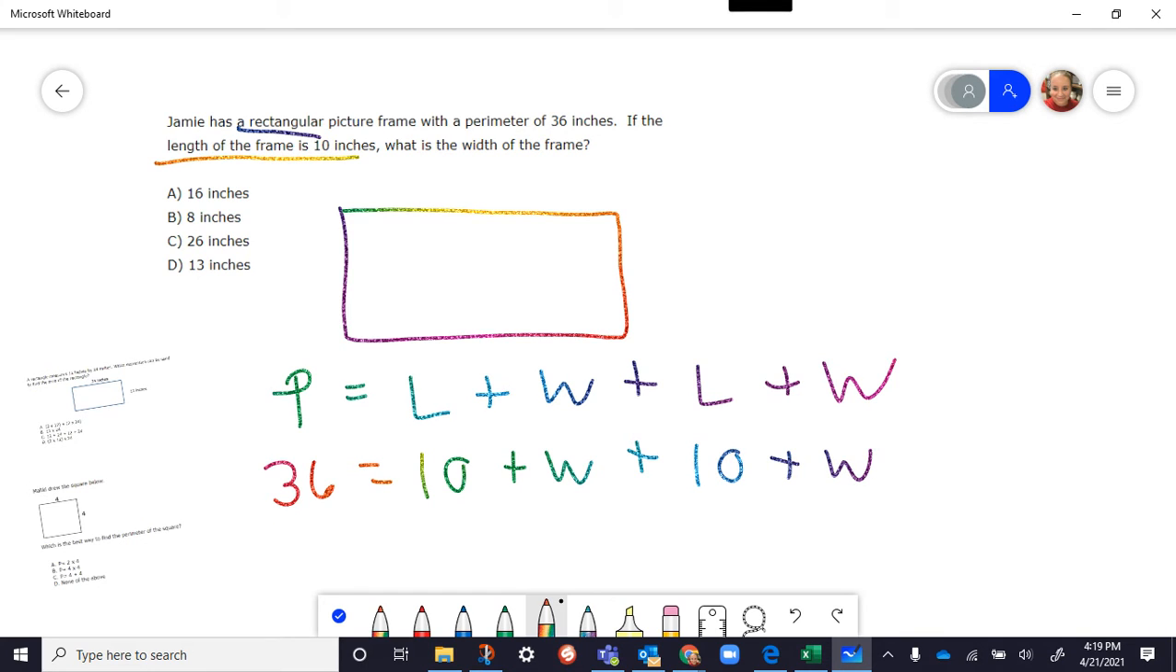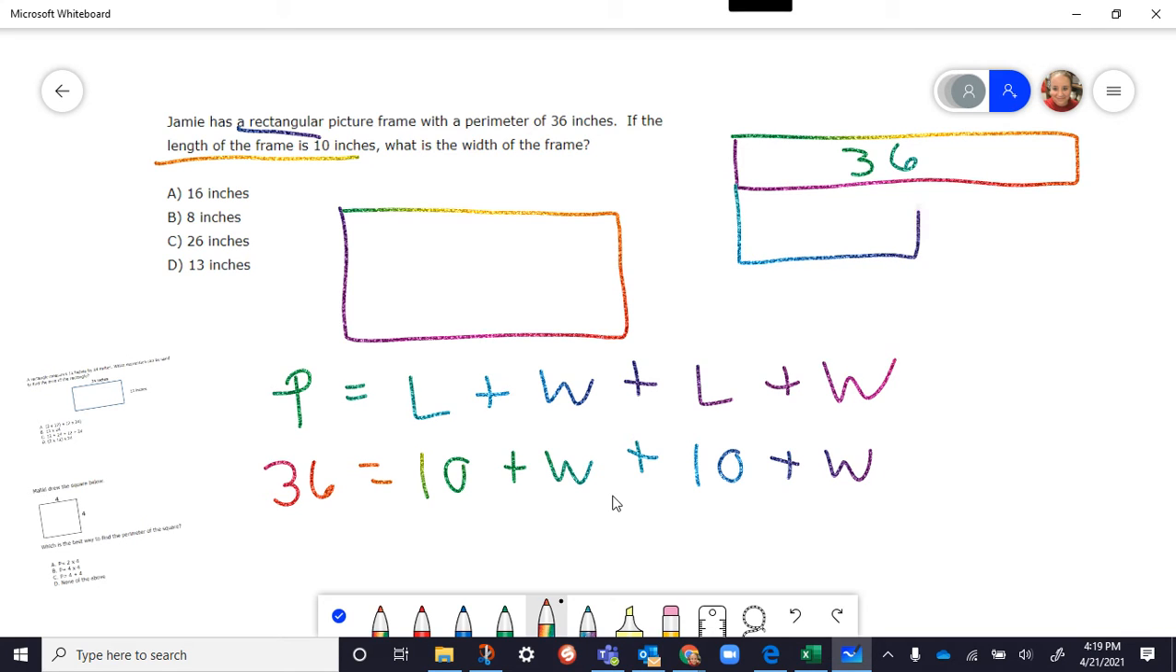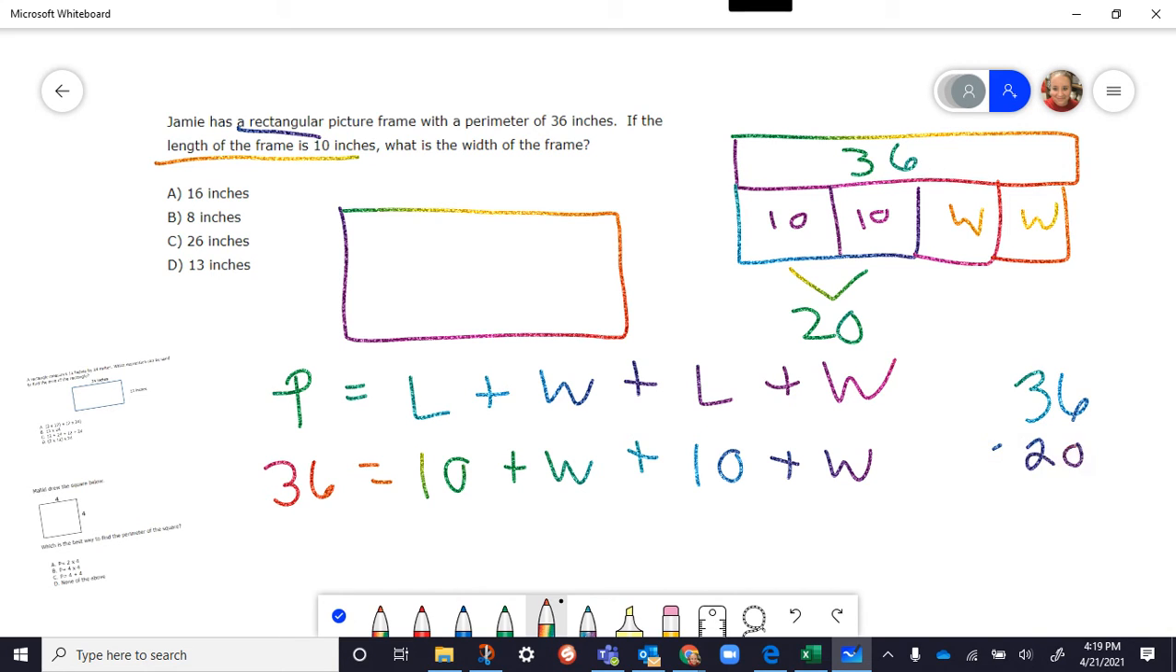What is the width of the frame? So here, I want to think about this with the strip diagram. So I know that the total, everything is going to add up to 36. My lengths are 10 and 10. And the two widths, I don't know. So I've used 20 so far, meaning if I started with 36 and I've used 20, that means that there's 16 left for these two places.